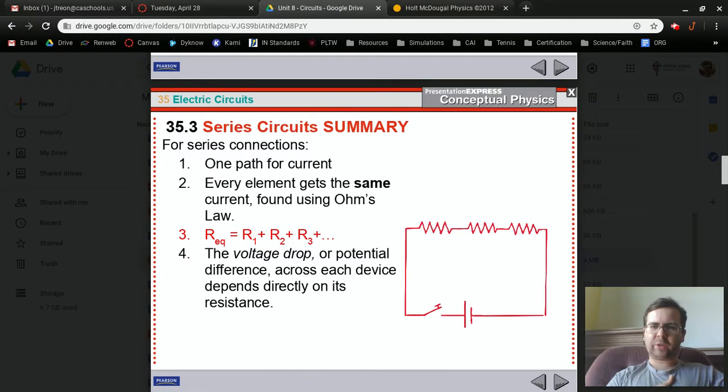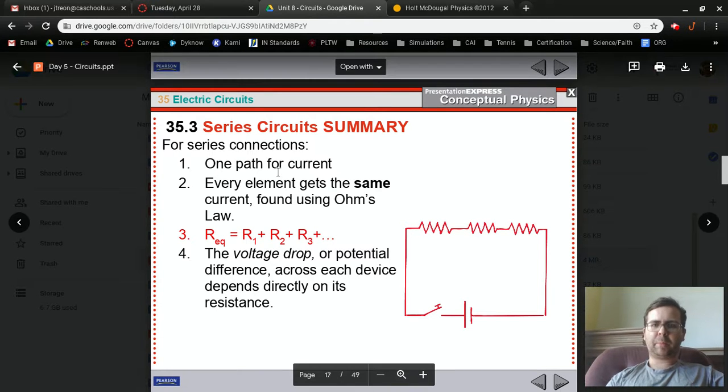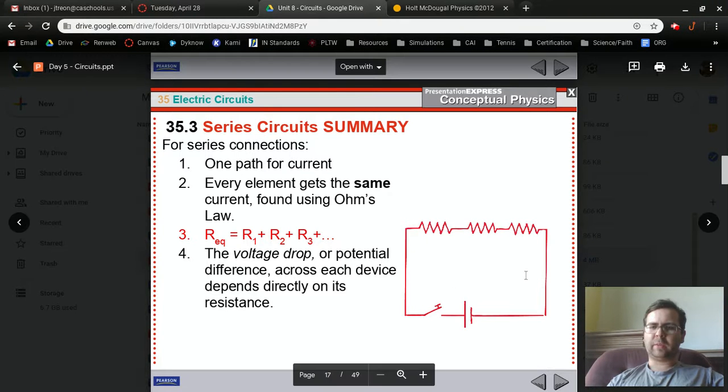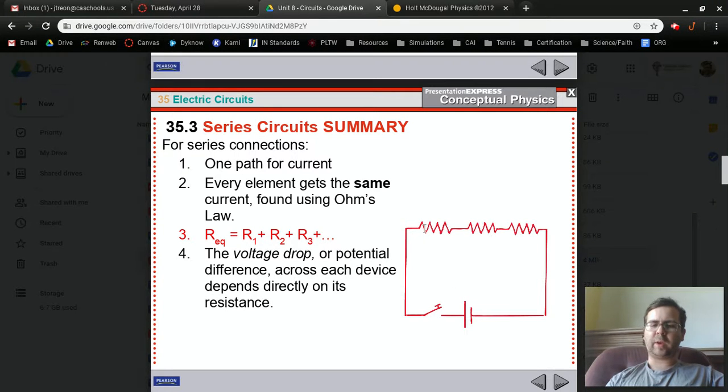For a series connection, when resistors are connected in series, which means one after the other forming a single path, there's one path for the current. Every circuit element, every component, every resistor gets the same current found using Ohm's law. So that means that each of these resistors is getting the same current.